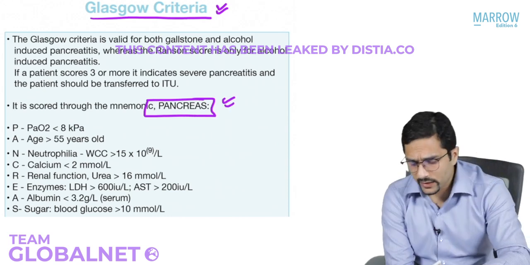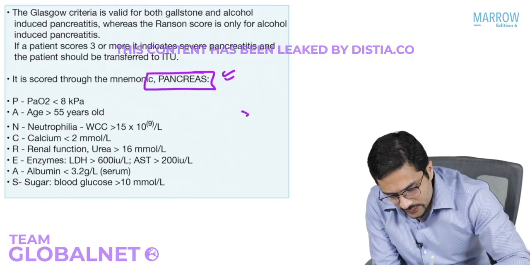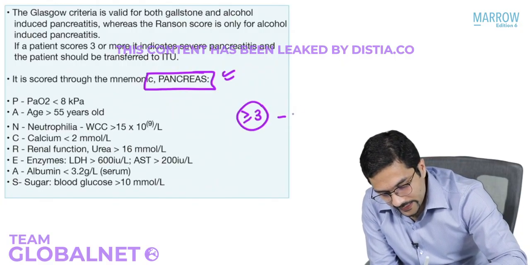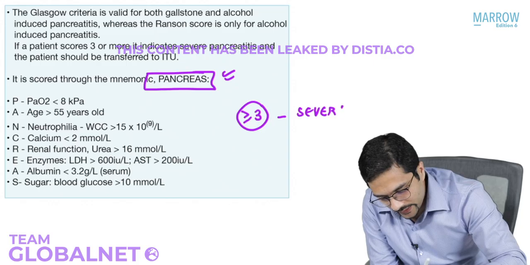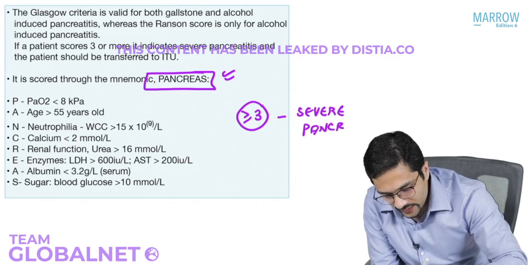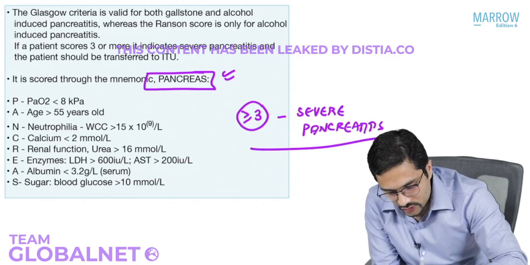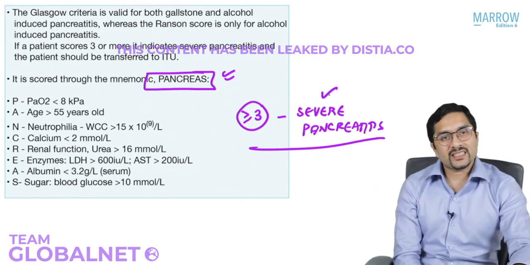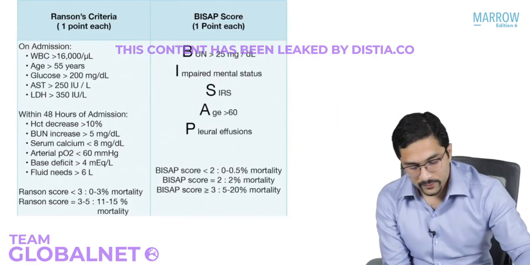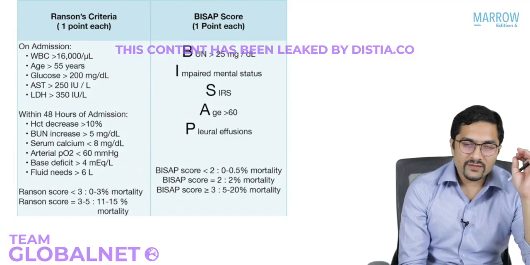What you need to remember in Glasgow criteria is that a score of 3 or more than 3 is associated with severe pancreatitis, and there is increased mortality if there is severe pancreatitis. So score of 3 or more than 3 is severe pancreatitis with the Glasgow score. The Ranson score is very, very important.